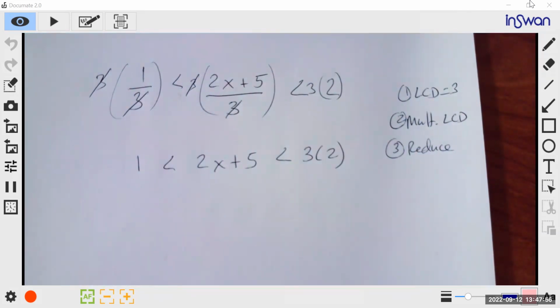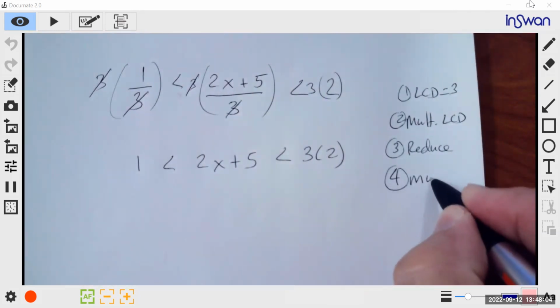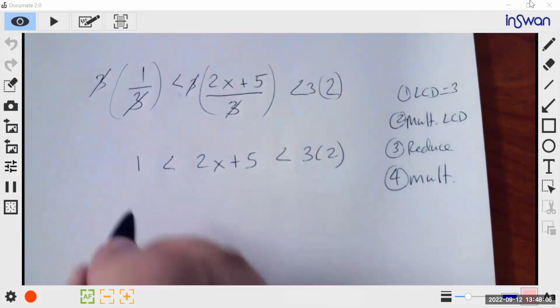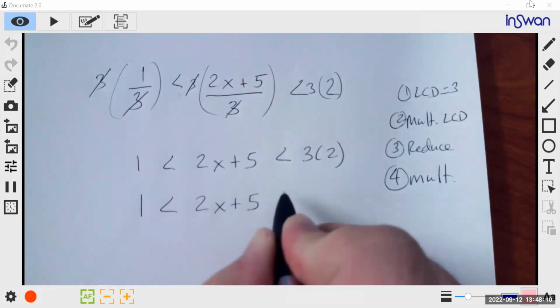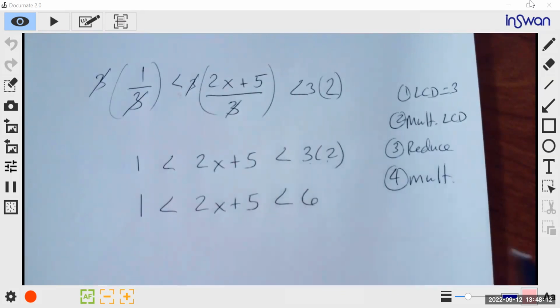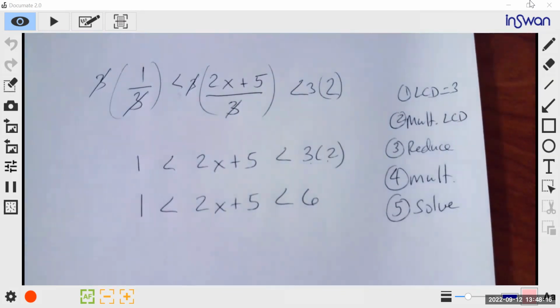Now it looks a lot easier, doesn't it? In other words, whenever you have fractions, get rid of the fractions. Multiply to get rid of the parentheses. 3 times 2 is 6. And solve for x.